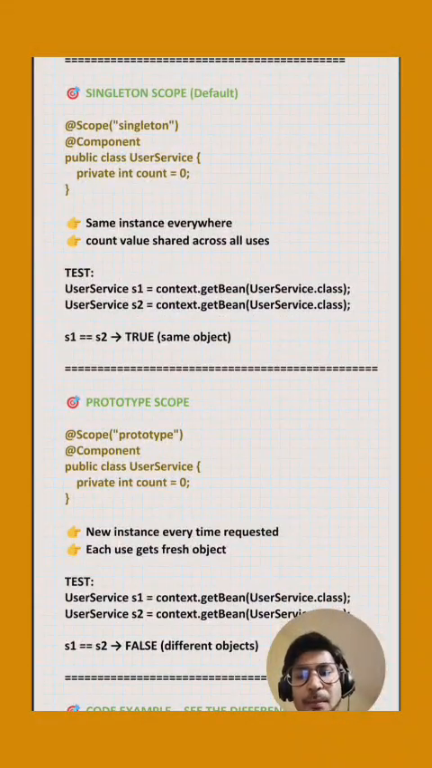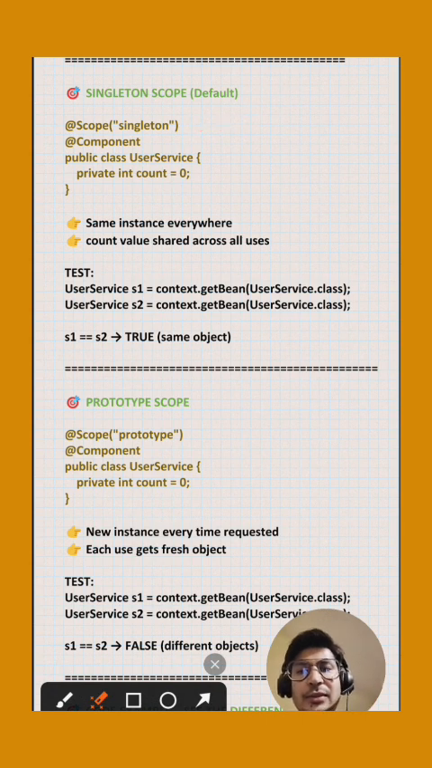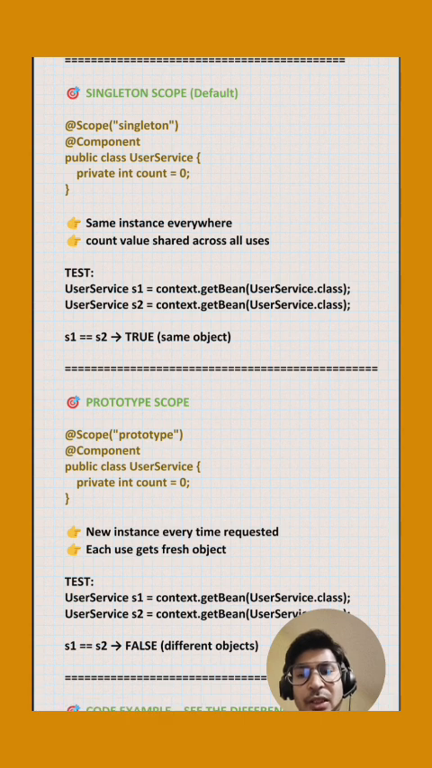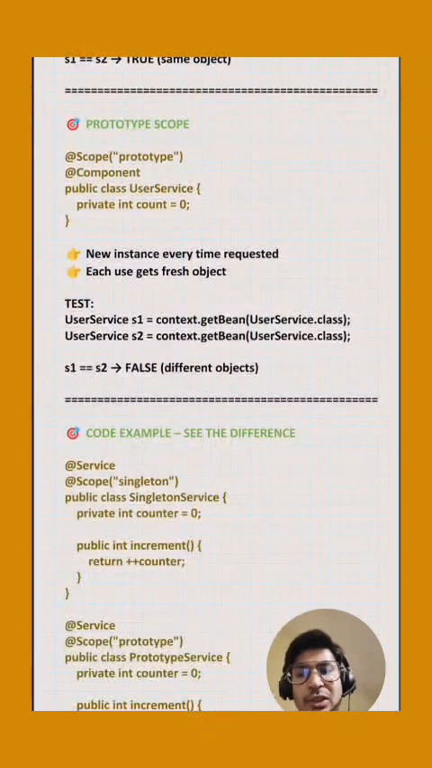Here is some sample code. We can define singleton inside the @Scope annotation. Same instance everywhere means the count value is shared across all the users in this case. When we create this scope and call context.getBean(UserService.class), it gives us s1 and s2. When we check s1 == s2, it gives true because the same object is used everywhere. In prototype, a new instance is created every time, and each user gets a fresh object. So the s1 == s2 value will be false.